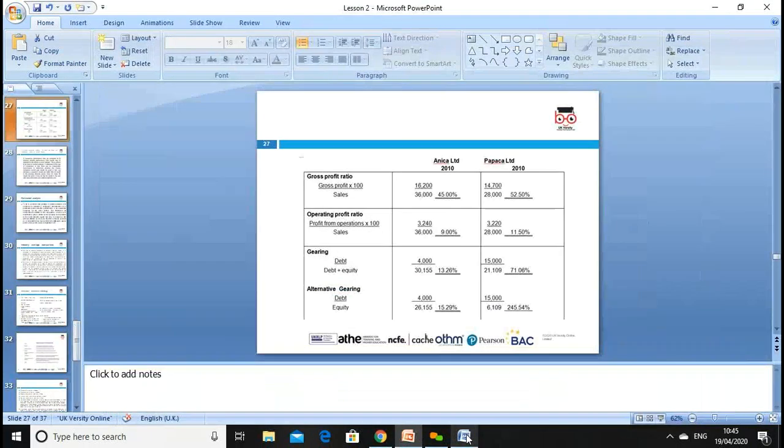So we can go back, and you will see their debt, which is 4,000. Debt plus equity total is 30,155, times by 100, so 13.26, and this is 17. So we said high gearing means high risk. So Paprika is more risky because they have more debt, and Anika is less risky, because their gearing ratio is less.